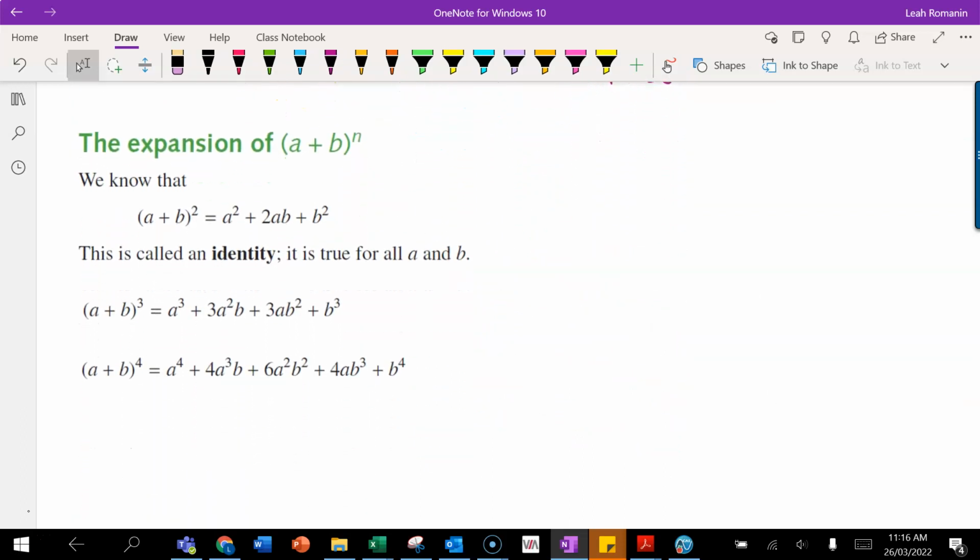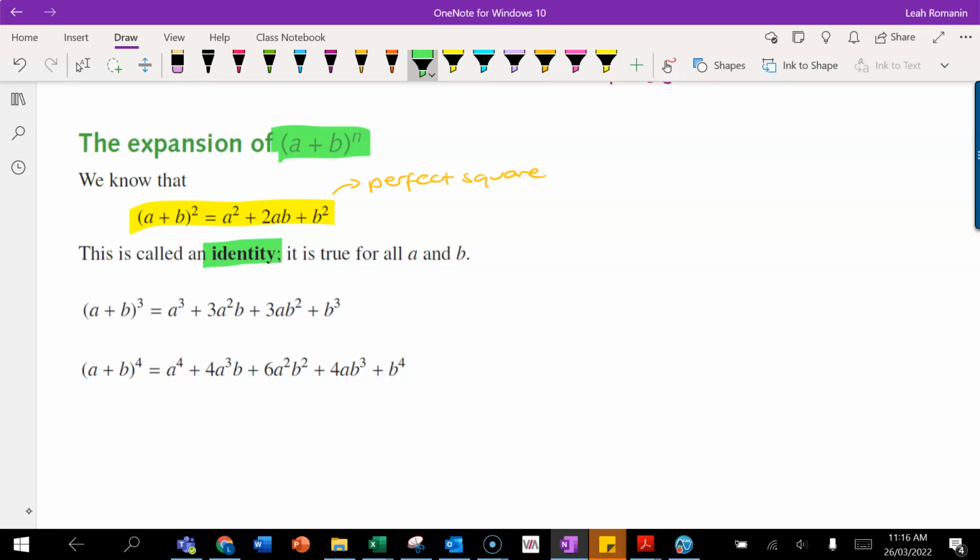Just lastly, just reviewing this a plus b squared rule that you would have been introduced to sometime in year 9. This is, remember, called a perfect square when we have it like this with our a plus b squared. And we would have used this rule as well when we did quadratics. But we actually can expand this rule to be a plus b to the power of n. And when we do have this general rule here, we call it an identity, which means it's going to be true for all of the numbers for a and b.